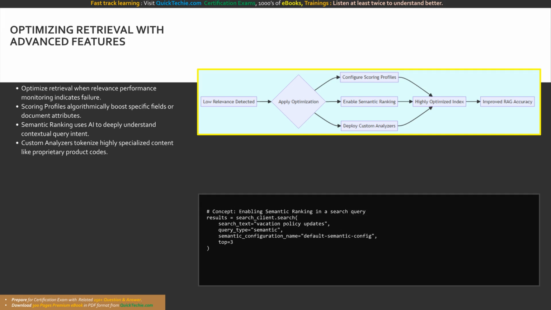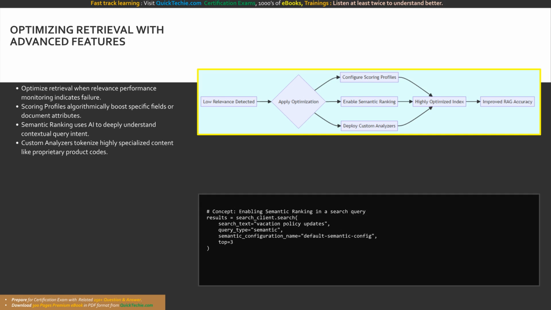The third vital optimization technique is implementing custom analyzers. If your enterprise data contains highly specialized content, such as complex internal product codes, dense HTML tags, or proprietary medical terminology, standard text analyzers will absolutely fail to index them correctly. Custom analyzers allow you to explicitly define how these unique terms are accurately tokenized and searched.